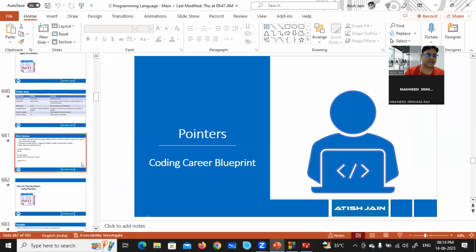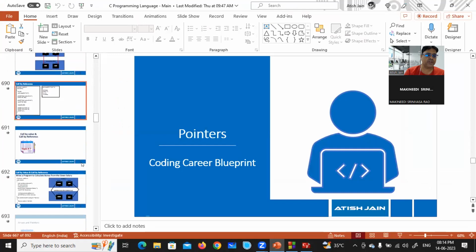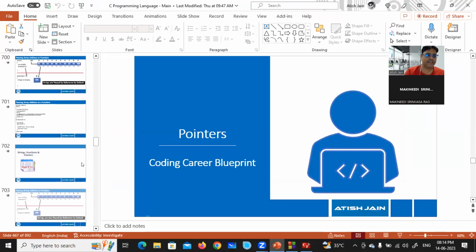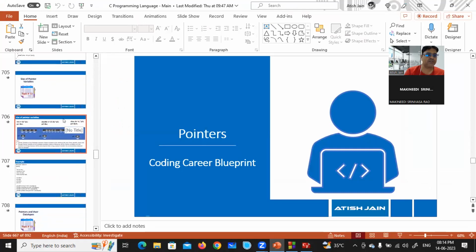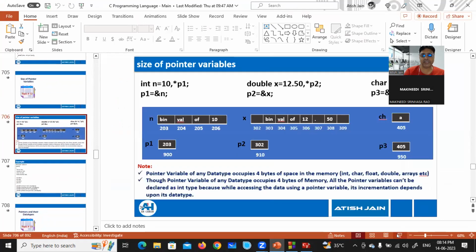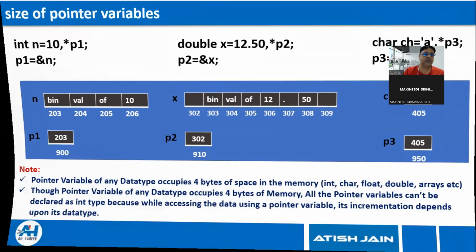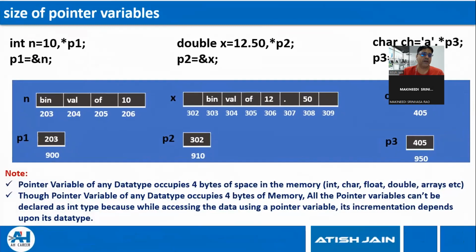Let's try to understand how many bytes a pointer variable is going to occupy. For understanding this, suppose you declare one variable of integer type n, and you declare a pointer variable p1. For n, 4 bytes will be reserved. But once you assign the address of n to the pointer variable p1, only the base address will be stored. Okay, 203, this one.